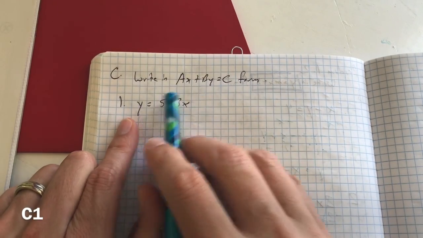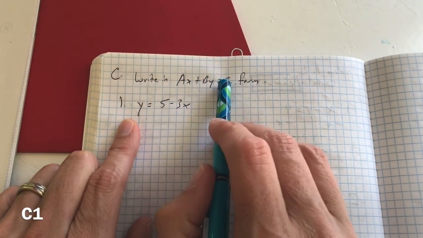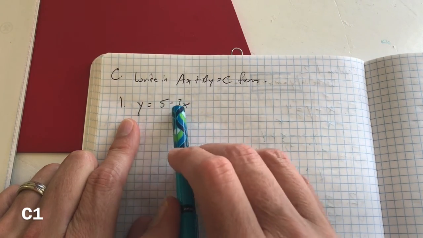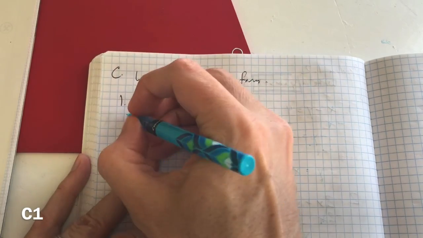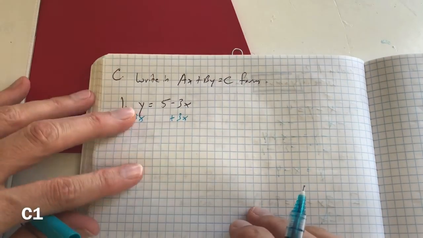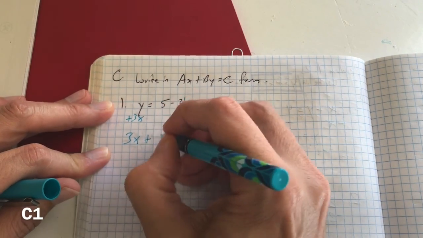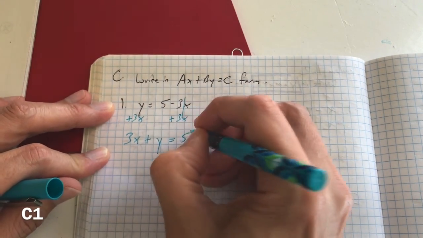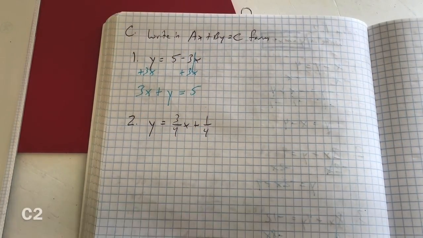All right, so notice right now, y is by itself, and we want to have the x and the y stuff all on the other side, and that 5 is going to be like the c. So you're going to move that minus 3x out. That's the only step we have. Plus 3x and plus 3x. So this is going to be gone. So I'd have 3x plus y equals 5. And that's all we do for that one. All right, here we go.